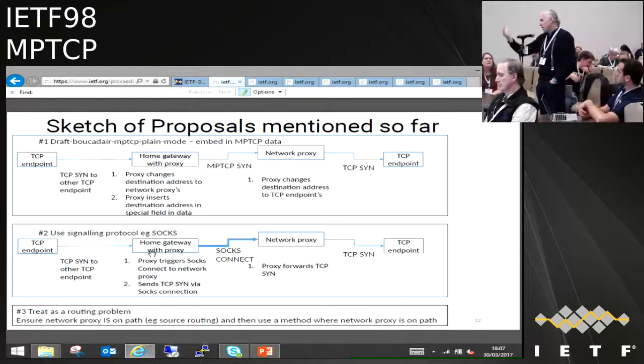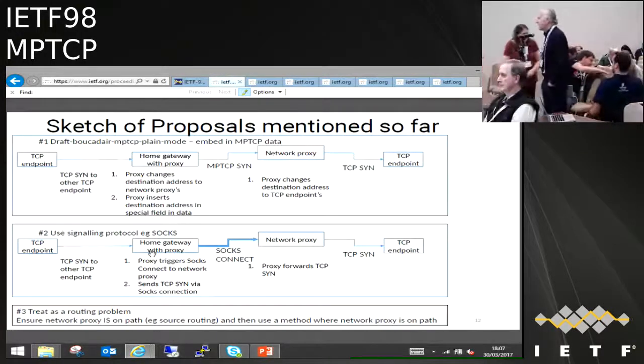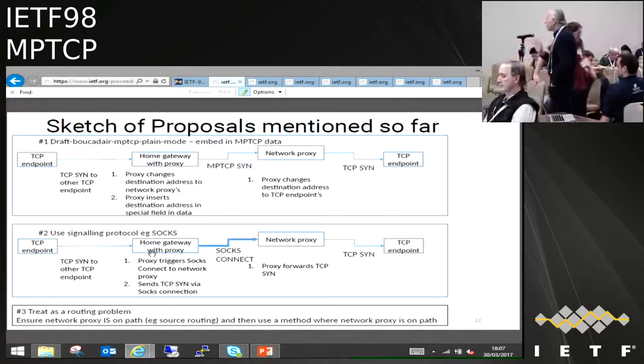What's the difference in my view between 1 and 2? It is that we signal the addressing information in band in the SYN, in the first SYN packet of the TCP connection, whereas in option 2 you signal that out of band, not in the data stream, and that is used for doing the translation. That's, for me, how I look at the difference between 1 and 2.